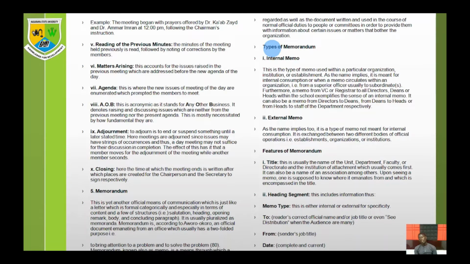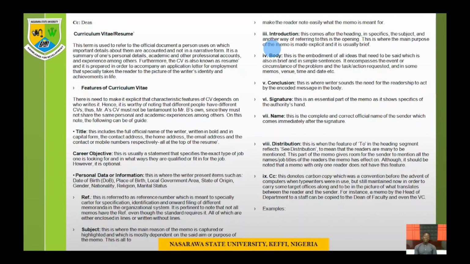And in essence and in a nutshell, these are the only features of memorandum. 1, title. 2, heading segment. 3, memo type. 4, subject matter. 5, introduction. 6, body. 7, conclusion. And 8, signature, which is followed by name. So if you take this into cognizance, you are good to go in writing your own memo. That is it for memorandum. The next topic is curriculum vitae.